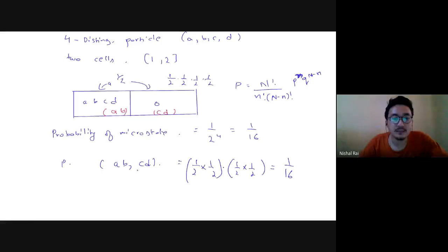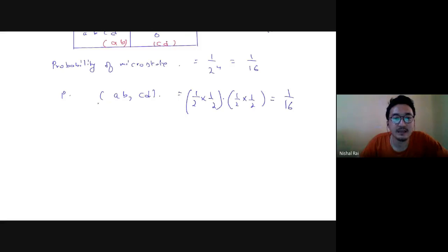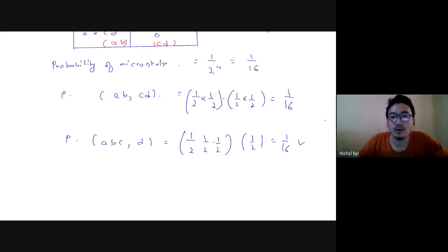Yes, sir. Because this also has to occur simultaneously with respect to this and this. So that's why we are multiplying this. So similarly, again, you can see A, B, C, and D. It should be how much? 1 by 2 into 1 by 2 into 1 by 2 for this side. And similarly for half, again, it will be 1 by 16. So all the probability of the microstates for a given macrostate is the same. Clear? Yes, sir.